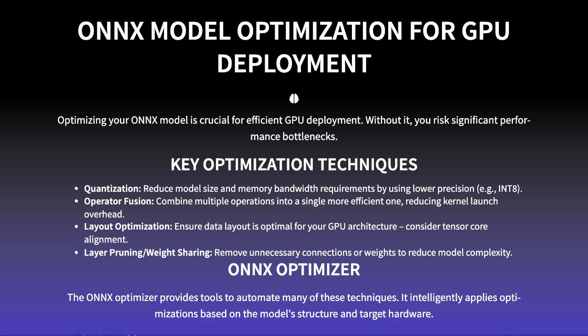The ONNX optimizer can automate a lot of these steps for you using Python code. It's a great tool. Just load your model, run the optimizer, and save the optimized version. Don't forget to test it out on your GPU and measure the performance improvements.